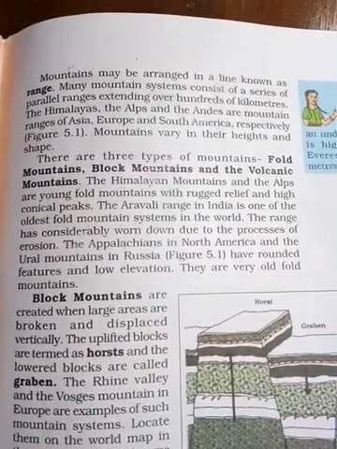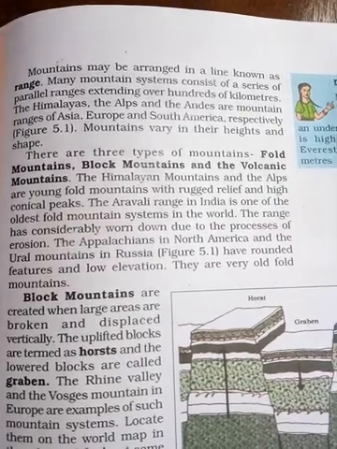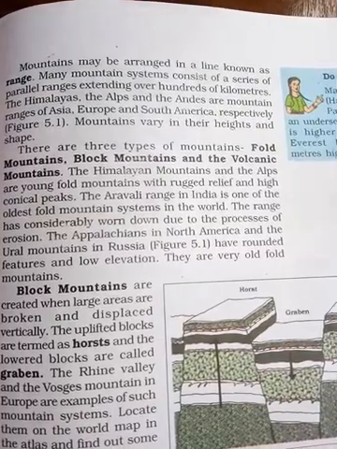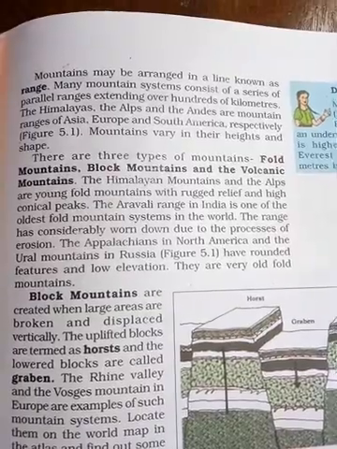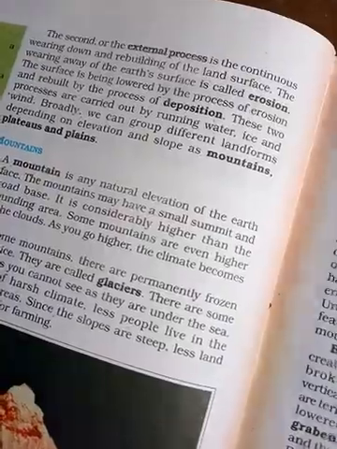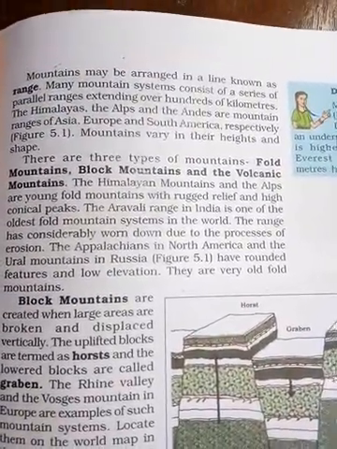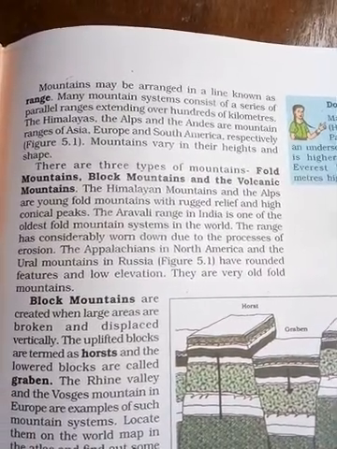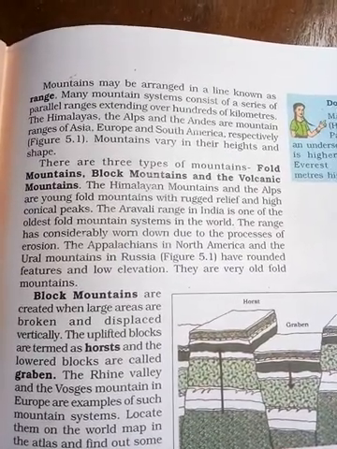Let us see, there are three types of mountain. In mountains we have three types. The first one is what? Fold mountain, the second one is block mountain, and the third one is volcanic mountain. That means we have found how many? Three types of mountains. The first one is fold mountain, the second is block mountain, the third is volcanic mountain.